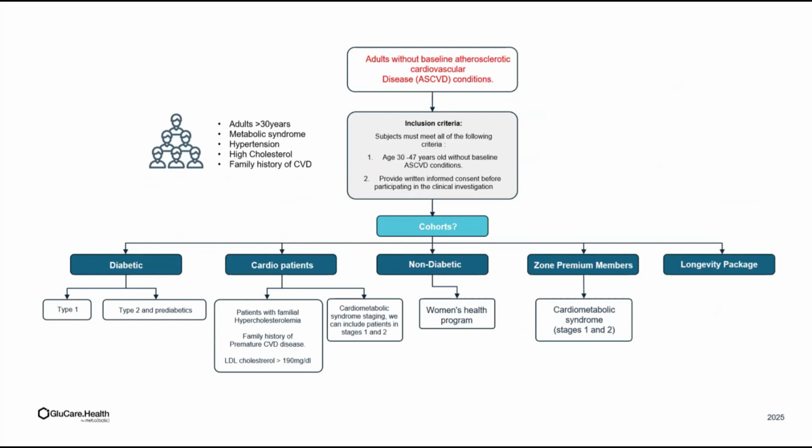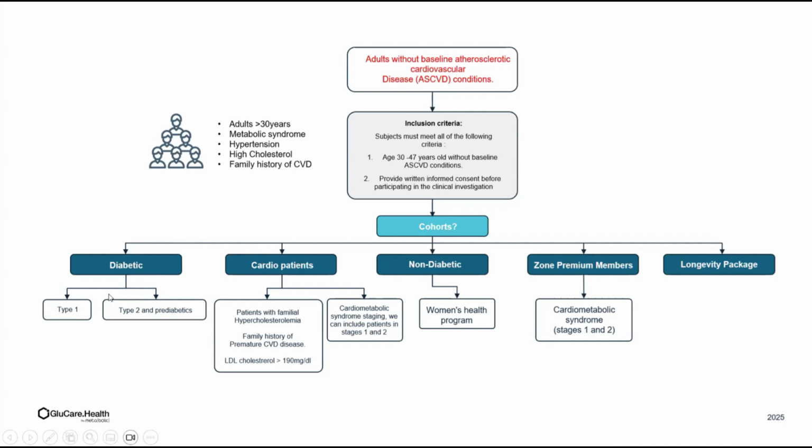Now, let me walk you through how we have integrated retina CVD into our clinical protocols at GluCare. We have designed this structured approach to identify adults without baseline atherosclerosis but who have significant metabolic risk, including patients over 30 years old with hypertension, high cholesterol, prediabetes, diabetes, and metabolic syndrome, and especially patients with a family history of cardiovascular diseases. So we have different cohorts of patients here at GluCare. We have prioritized screening of diabetic patients in our diabetic package. We have type 1, type 2 diabetes, and pre-diabetic patients.